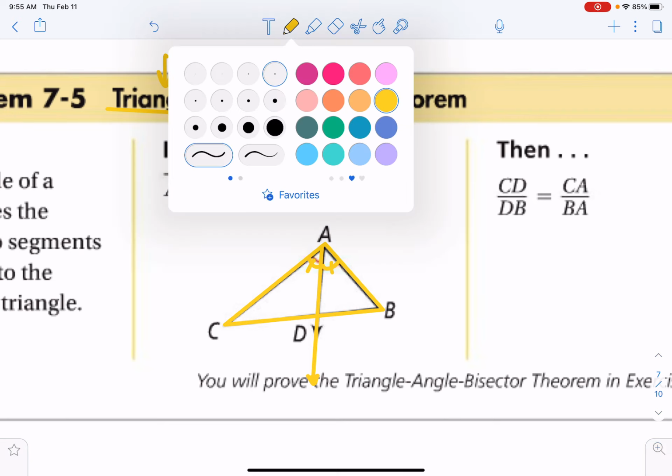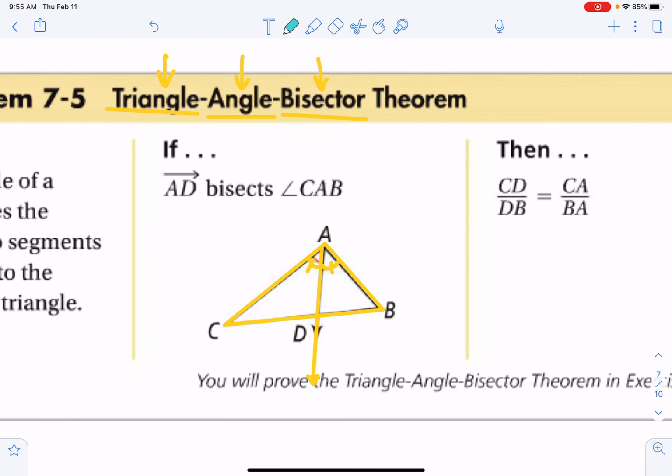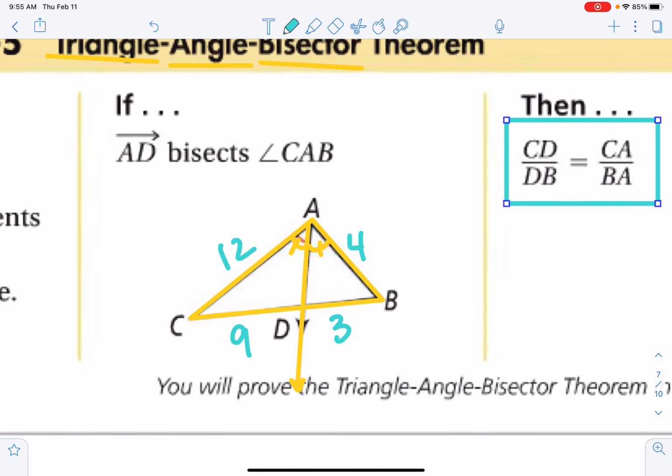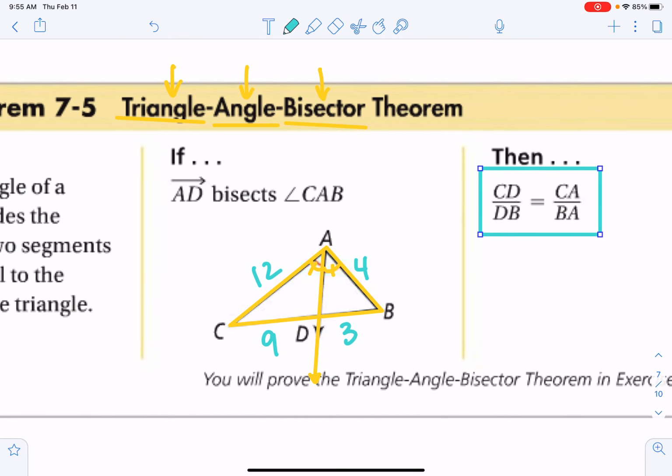So what that's saying is that if you take this one, CD divided by DB, let's just say that's 3, then CA is going to have the same proportion if you divide it by BA. And so 9 divided by 3 is 3, so 12 divided by 3 is 4. They're just saying these ratios match if you have a triangle with an angle that's bisected. So triangle angle bisector theorem.